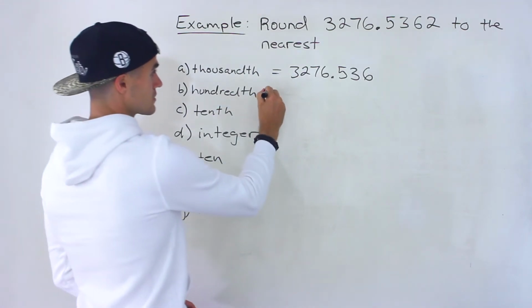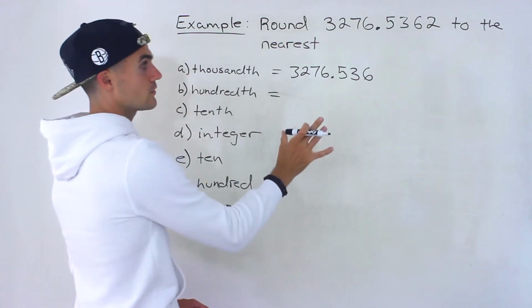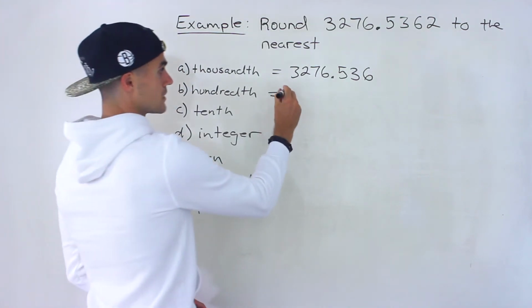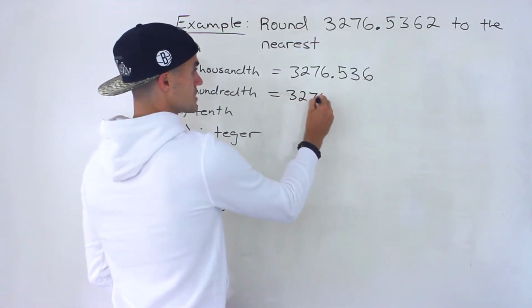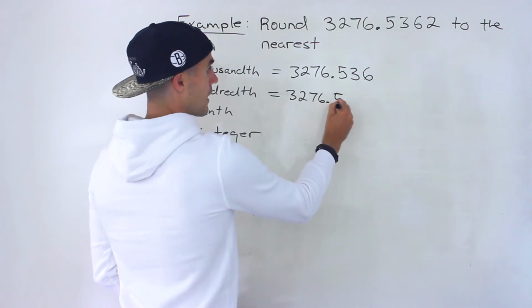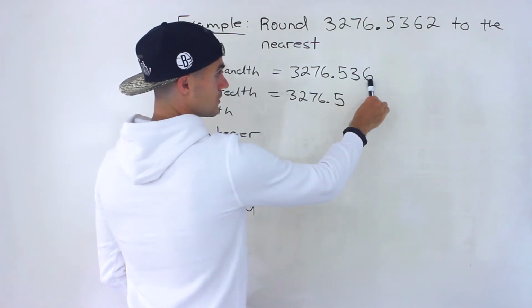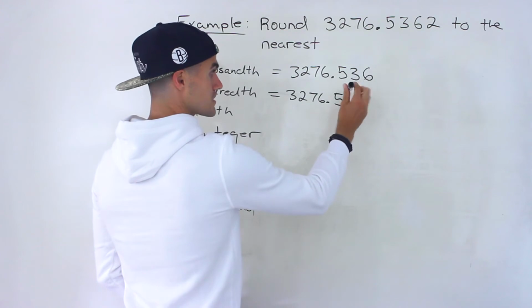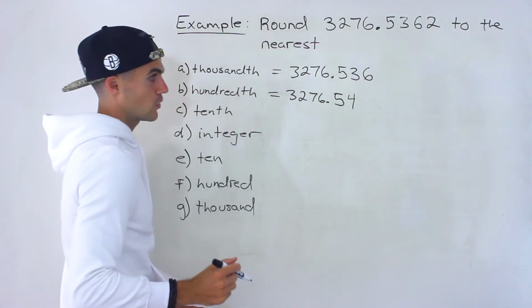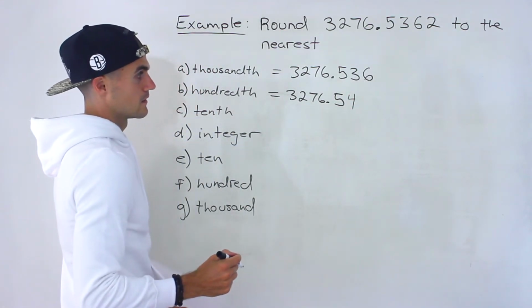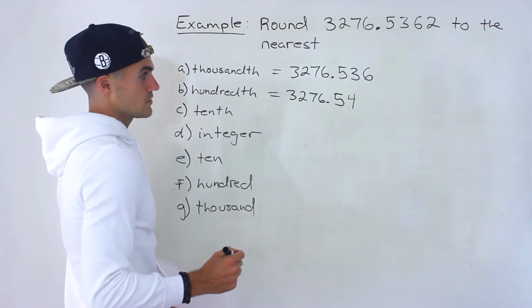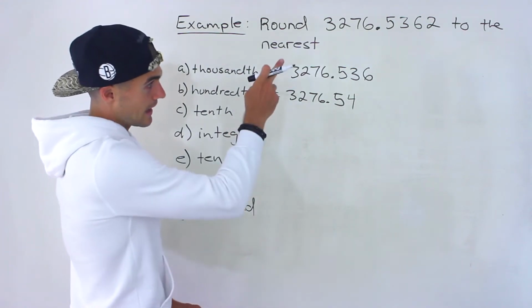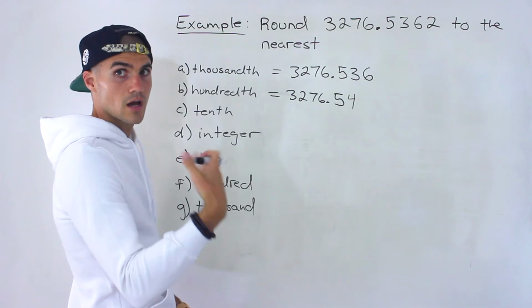Now if we're rounding to the nearest hundredth, we would round to 2 decimal places. So we'd have 3276.5. We look at this number, since it's greater than 5, we round this number up. So this would be 4, like that. So 3,276.54 is that number rounded to the nearest hundredth.